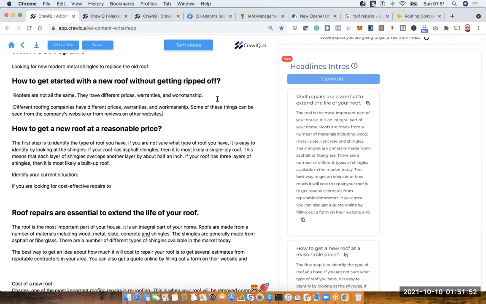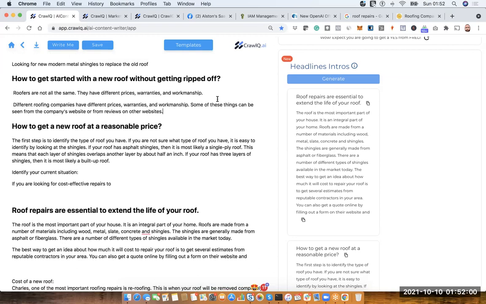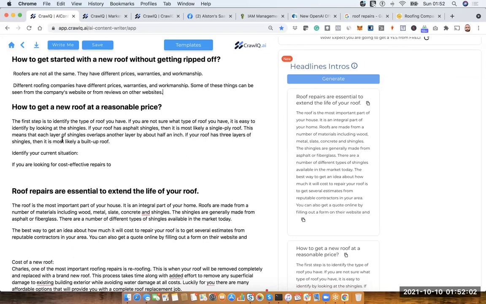Different roofing companies have different prices, warranties, and workmanship. Some of these things can be seen from the company's website or from reviews on other websites. Or maybe this is my starting point: how to get a new roof at a reasonable price. The first step is to identify the type of roof you have. Makes sense? If you are not sure what type of roof you have, it is easy to identify by looking at the shingles. It's important, right? All these topics, it is still picking up from our research.